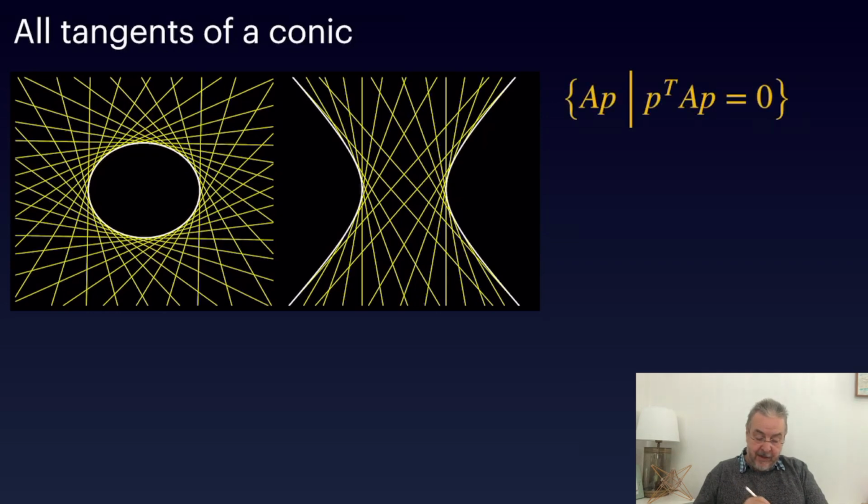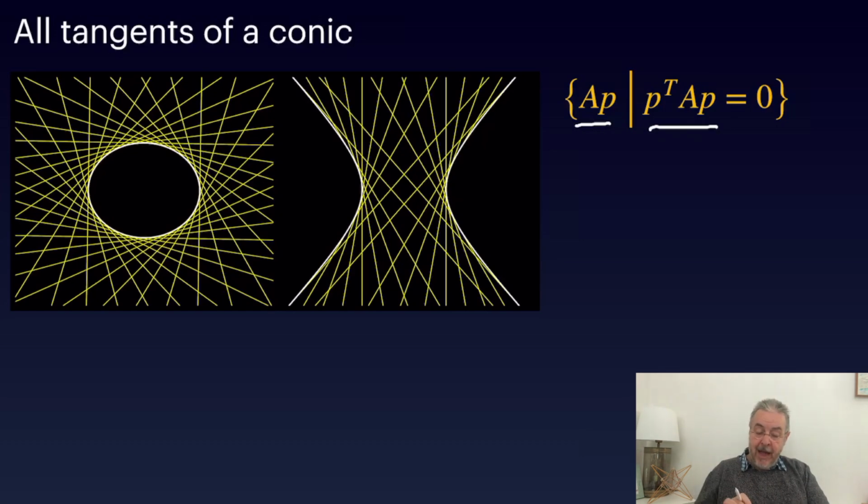So let's start with something we know. The set of lines that we are looking for comes from all possible points on the conic and applying our polarity map to them. So take a point on the conic, multiply it with the matrix, and you get one of the tangent lines. So you get all of the tangent lines if you take all the points of the conic.